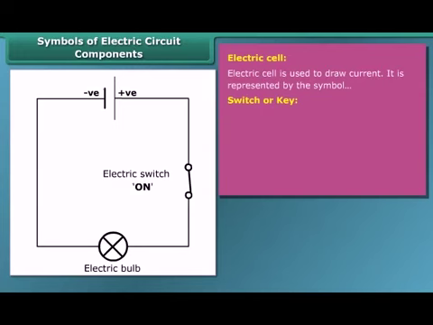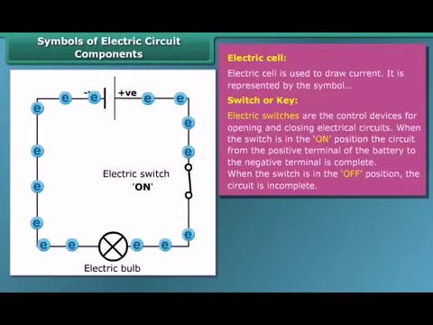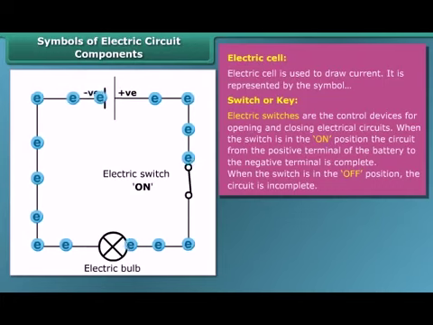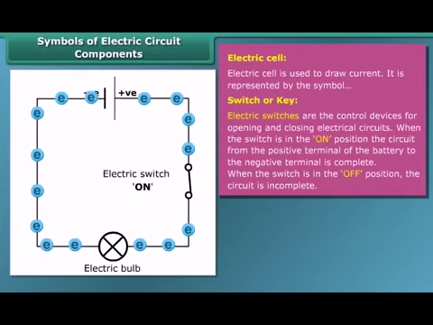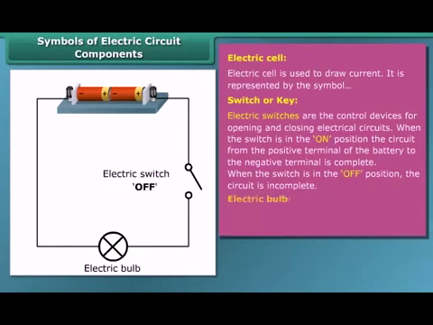Switch or key makes or breaks the connection in a circuit. When the switch is in the on position, the circuit is closed and the current flows throughout the circuit. When the switch is in the off position, the circuit is open. In this case, no current flows through the circuit.